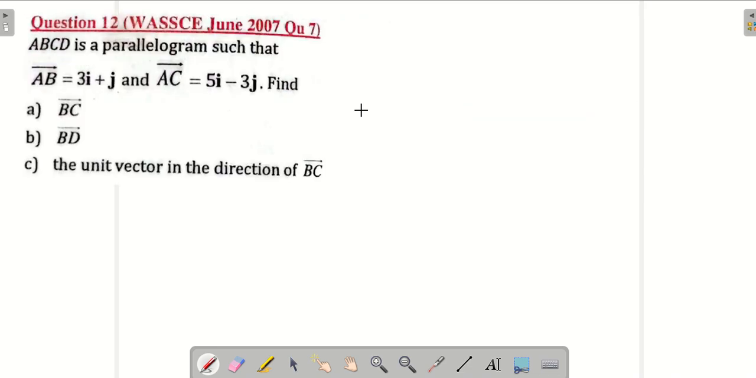ABCD is a parallelogram. Show that AB is such that AB is this, AC is this. Find BC, BD, the unit vector in the direction of BC. Start with, find BC and BD. Then we do the C together. Everybody solve it fast.